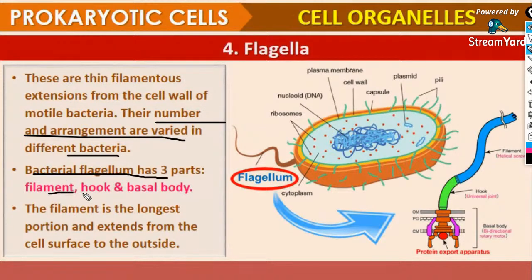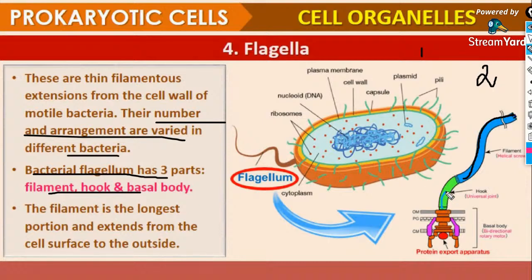Bacterial flagellum have three parts. As you all know, some organisms have two flagella. Some are uniflagellated, some are biflagellated. In the case of the bacterial flagellum, it has three parts. First, it has a filament, which is the longest part. If you check here, this is the longest part, so this is known as the filament.